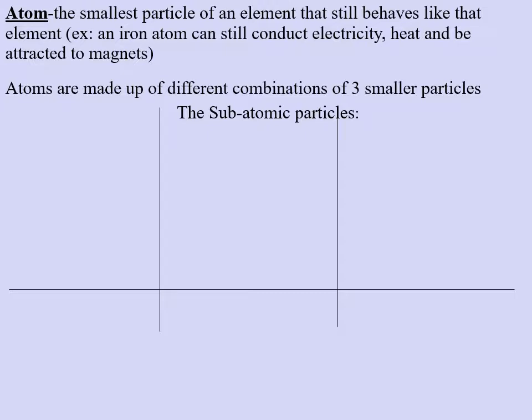So, background that you should have had already in physical science back in 8th grade is this idea that the smallest particle of any material that still behaves the way we expect it to behave is what's known as the atom up here. So, for example, an atom of iron can still conduct electricity, heat, and be attracted to magnets. Anything smaller than that, and we lose those properties.